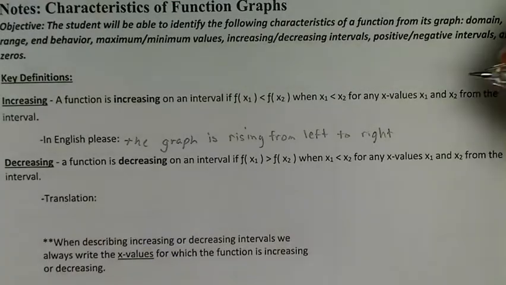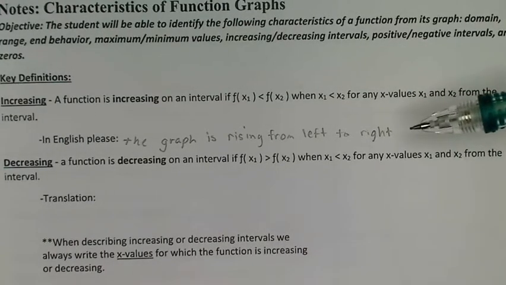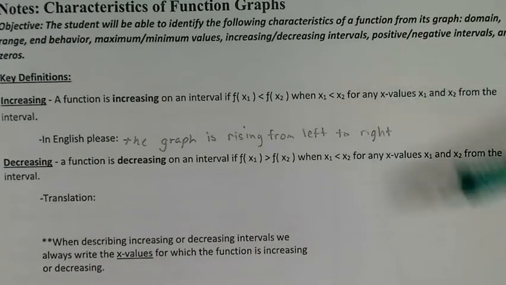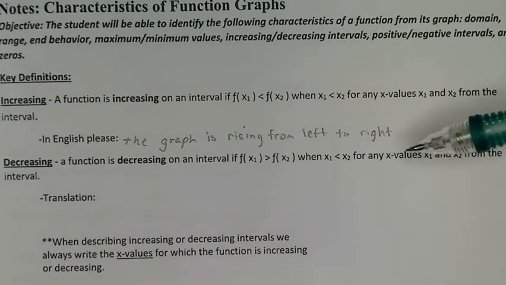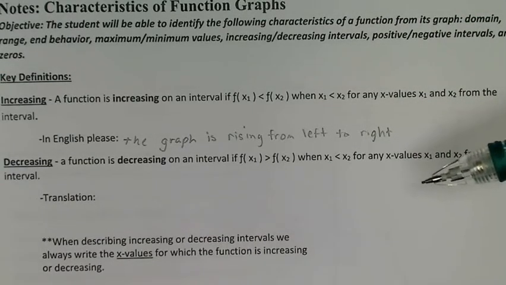So in math, we always read a graph from left to right. The only caveat to that, or the only catch to that, is end behavior. In end behavior, we kind of do read right to left when we're looking at the end behavior as x approaches negative infinity.